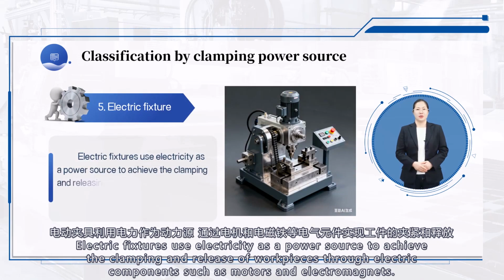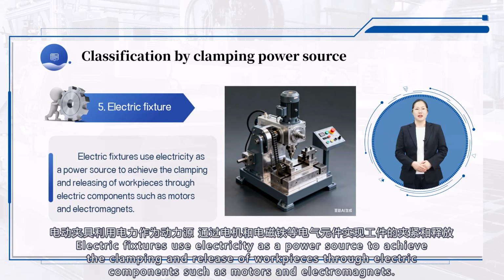Electric fixtures use electricity as a power source to achieve the clamping and release of workpieces through electric components such as motors and electromagnets.